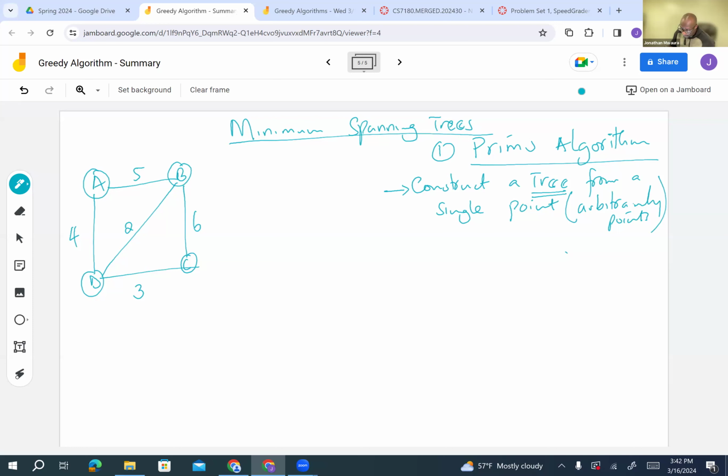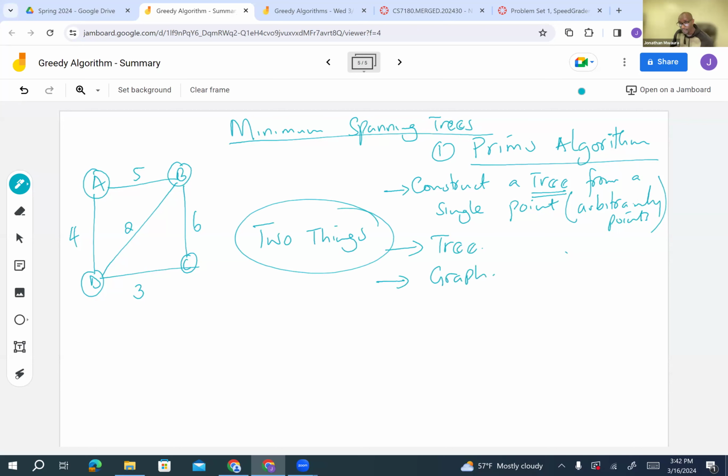Now, let's think about it. We're going to have two things. We're going to have the tree being formulated, and essentially we have our graph, right?